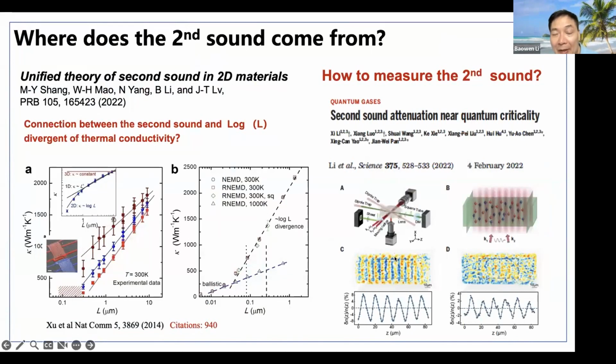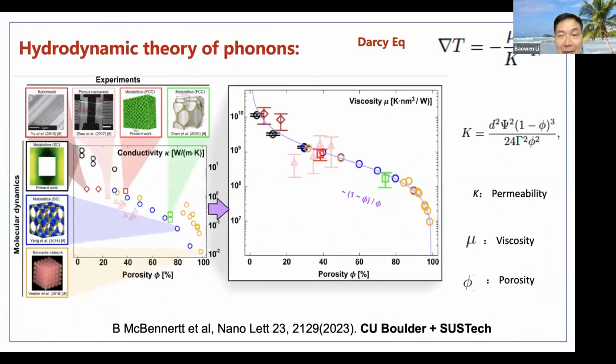Direct second sound evidence was observed, for example, at very low temperature. This was work published last year in Science in 2022 by Pan Jianwei's group. They measured the first direct observation of a temperature wave in a low temperature quantum system.